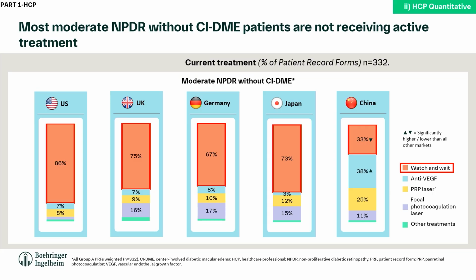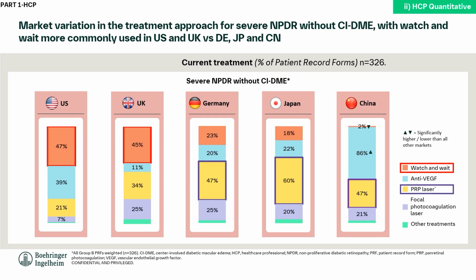patients. And then this is for moderate NPDR patients. For severe NPDR patients, you see in the US and in the UK, again, watch and wait being more standard of care for now. And in other countries like Germany, Japan, and China, PRP laser is used in a significant portion of the population to prevent further vision-threatening complications. So not a lot of options for these physicians to choose from, really.